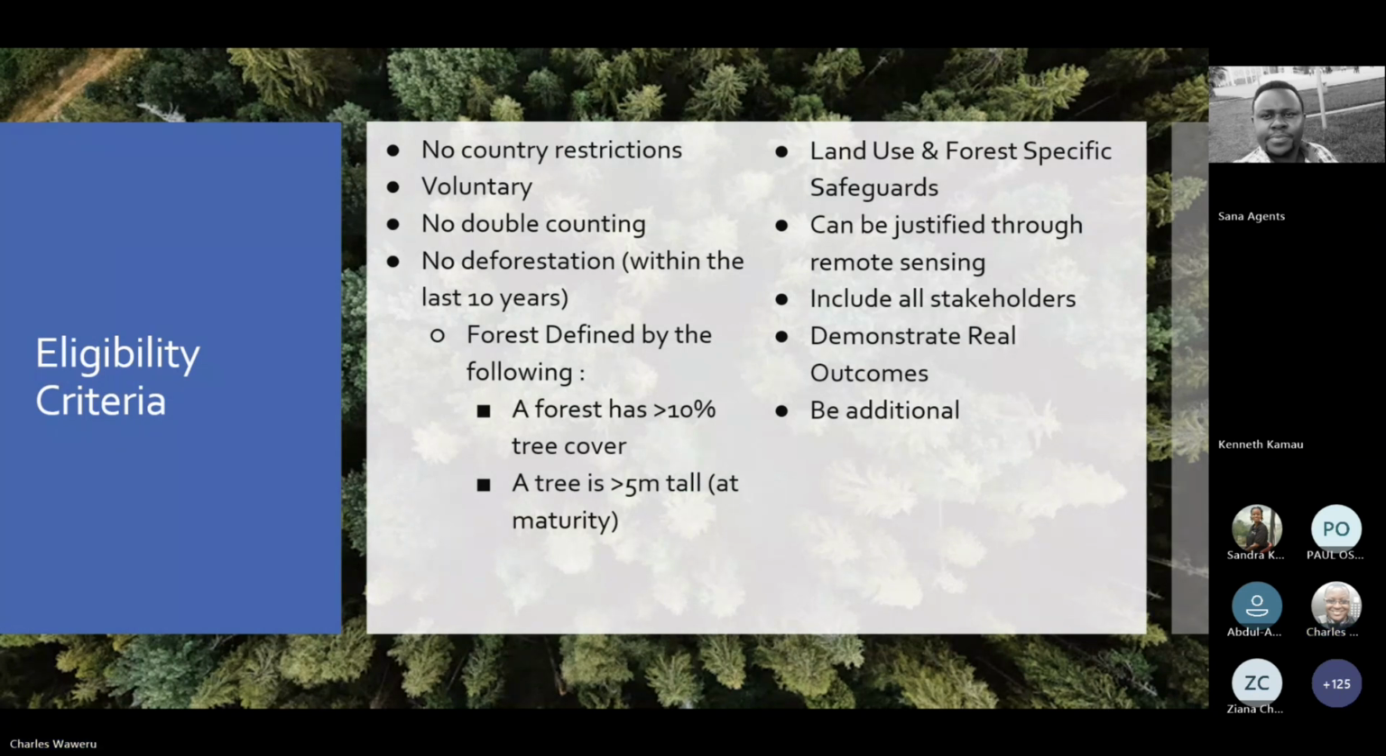Of course you have to make sure that you're also in compliance with land use and forest special safeguards, for example things to do with how I handle the gender components, labor laws and whatnot, because again, the government is very keen on such safeguards. Because you're trying to make an emissions reduction claim, you have to demonstrate real outcomes. It's not just saying you're planting trees and not growing them. No, you have to walk the full mile and demonstrate the real outcomes. Of course, additionality. You must be able to address additionality. The question is, how do we look at additionality? We'll cover that in the next slide.